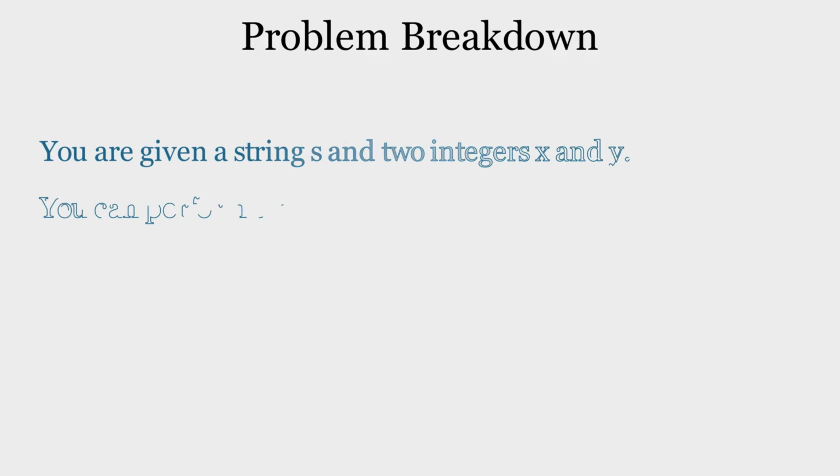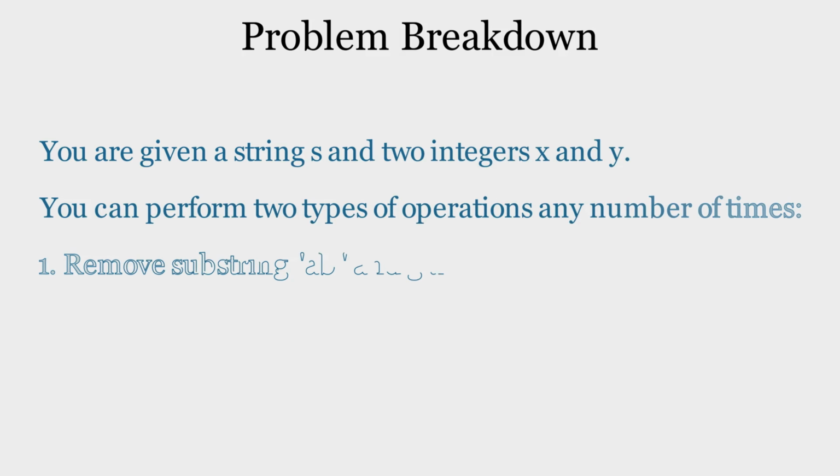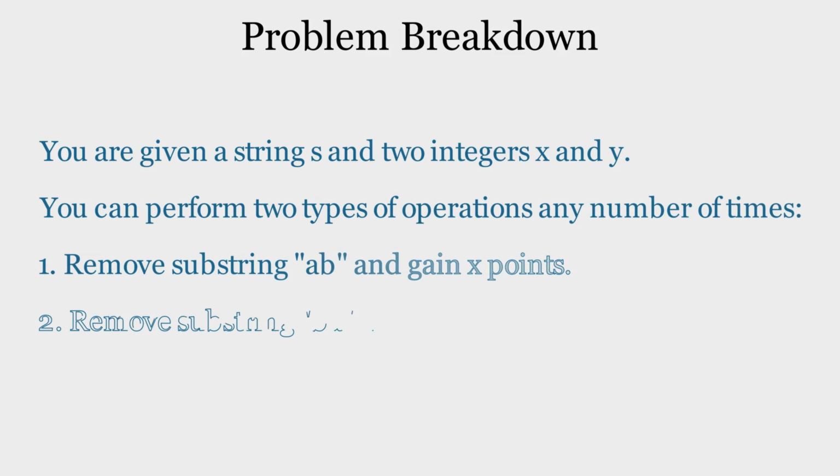Let's break down the problem and understand what we're dealing with. You are given a string s and two integers x and y. You can perform two types of operations any number of times: remove substring ab and gain x points, or remove substring ba and gain y points. Now, let's look at some examples to better understand how this works.